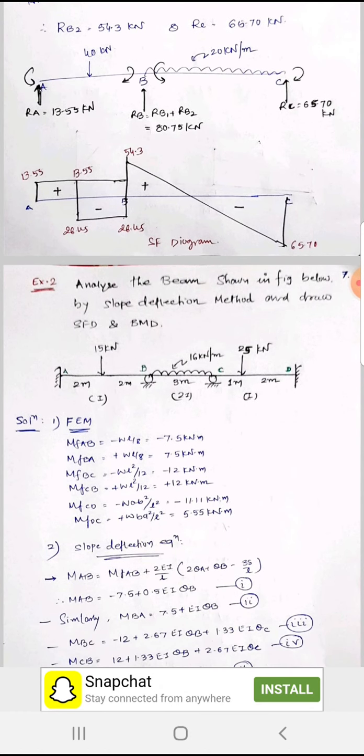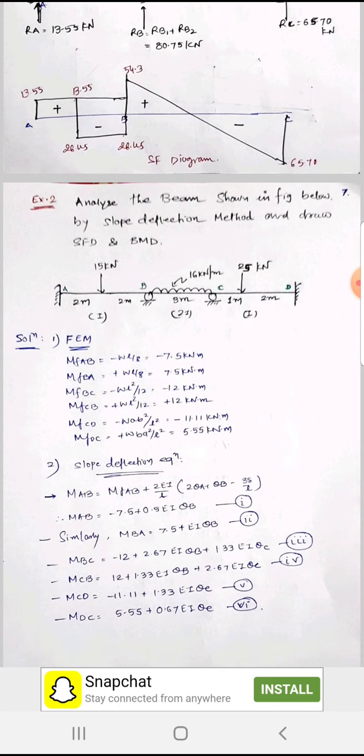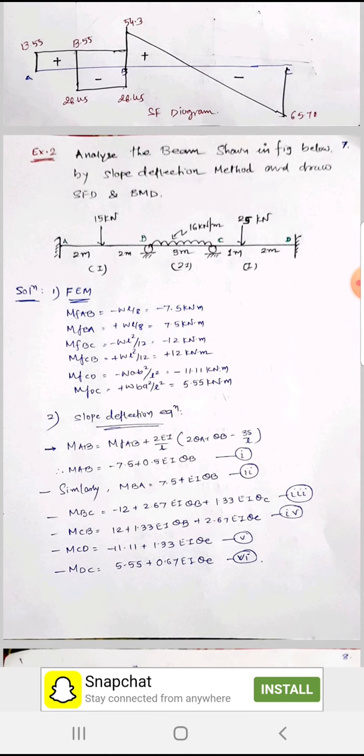So friends, it is very simple, and this is how we can get the bending moment and shear force diagram with the help of the slope deflection method. Now, another example. Here I have taken a 3-span continuous beam with 3 equal loadings.